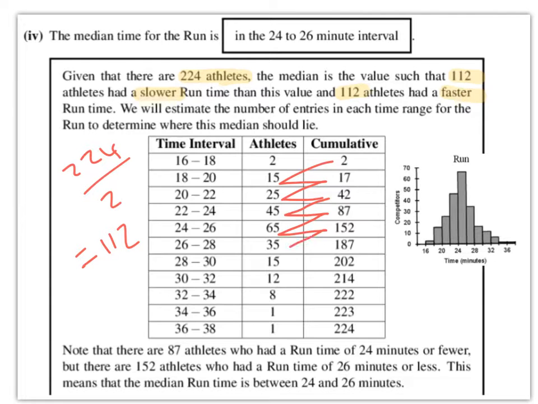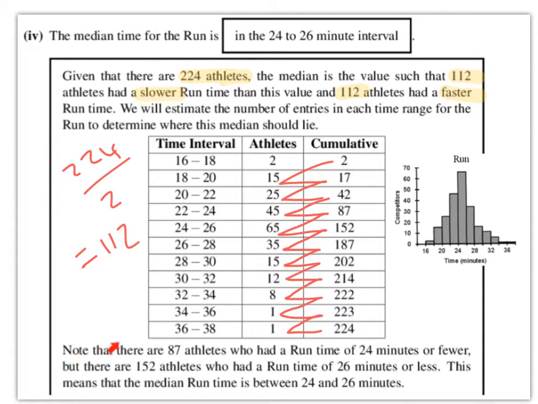And then 152 plus 35 is 187. 187 plus 15 is 202. 202 plus 12 is 214. 214 plus 8 is 222. 222 plus 1 is 223. And 223 plus 1 is 224. And that's what we should get to, because again we were told in the question that there's 224 athletes. So we should hopefully get to 224 or thereabouts, because remember this would have been an estimation from the graph.